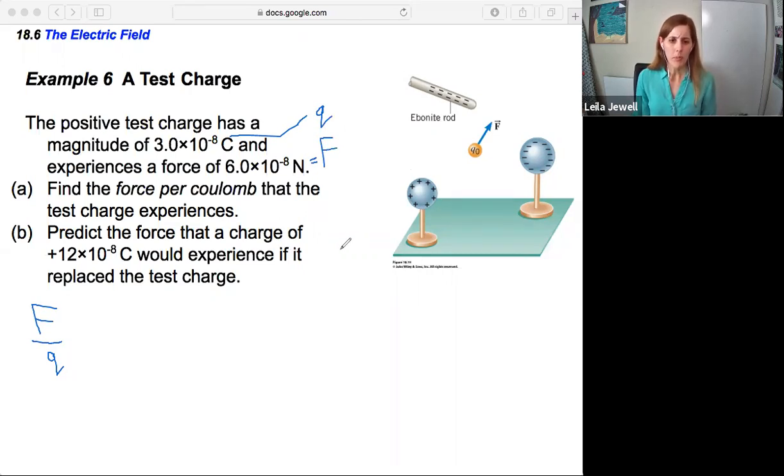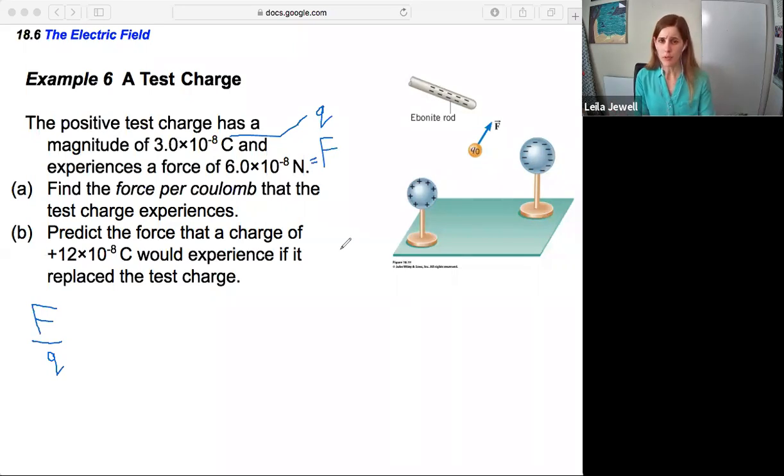Now what about part B, where it says to predict the force the charge of 12 times 10 to the negative 8 coulombs would experience if it replaced the test charge? Well, one option here, if you are comfortable working with numbers, is we could say this charge in part B is 4 times bigger than the previous test charge. So I expect the force should be 4 times bigger.